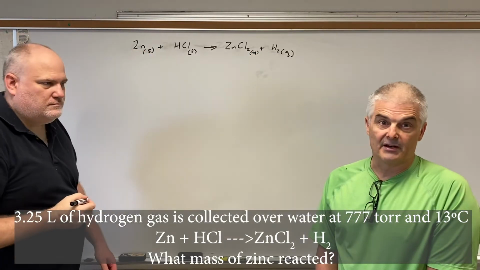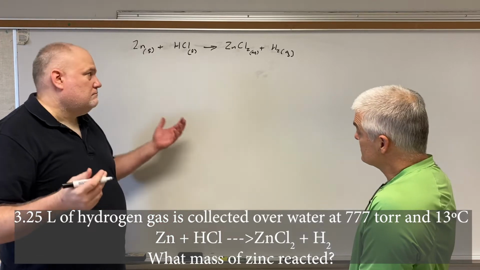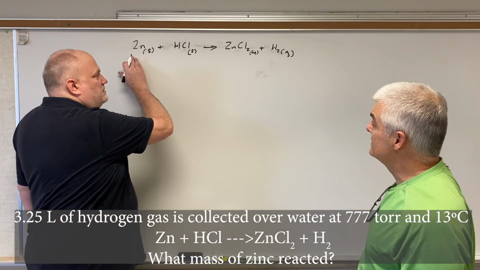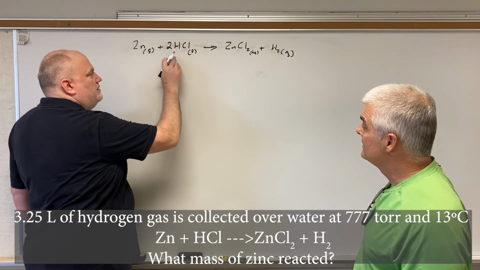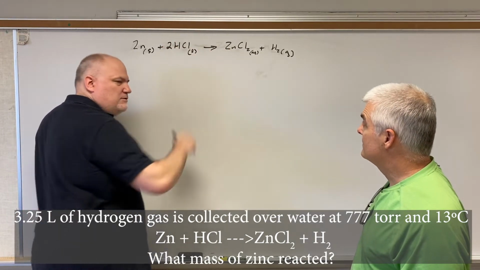Now, obviously, before we put any of the numbers in, we've got to know what the balanced equation is, right? Absolutely. And it's not balanced. One Zn here, one Zn here. One H here, two H's here, so fix that. Put a 2 here. Now we have 2 Cl's here, 2 Cl's here. I think we're good. We're good, okay.